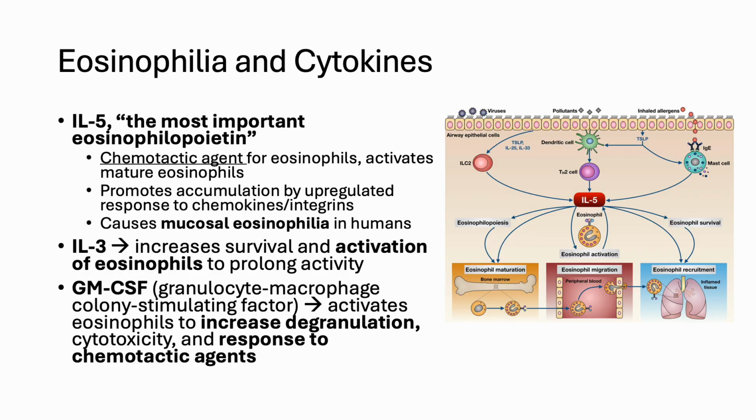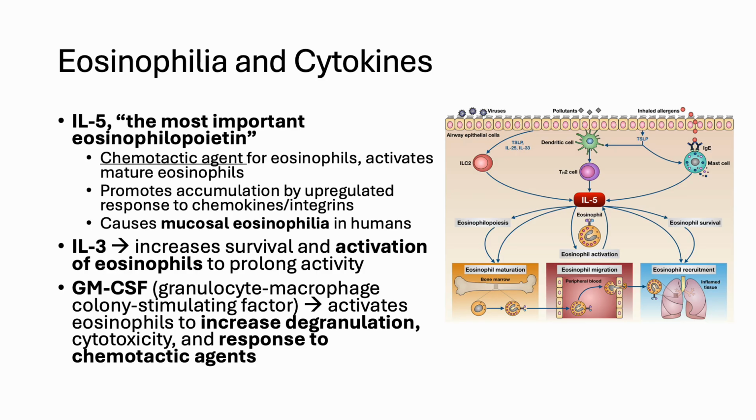And just talking about eosinophils a little bit, IL-5 is really going to be the cytokine that we're always going to be connecting to eosinophils. So we can think of IL-5, they described it as the most important eosinophilopoietin. Basically, it's going to be really driving eosinophil survival, causing mucosal eosinophilia, producing chemotactic agents, causing accumulation of eosinophils into the tissue. So again, this is something we'll get into a little bit more in the context of specifically eosinophils and eosinophilia, but IL-5, really the connection there is to think about eosinophils.